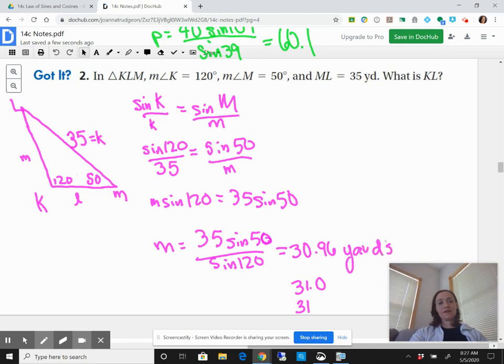All right. So that's how you do the law of sines. You've got the area stuff that we did in the first video, and then this stuff, and you should be set with law of sines.